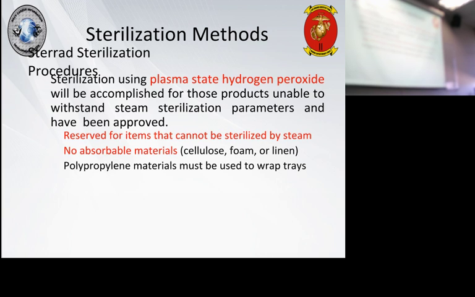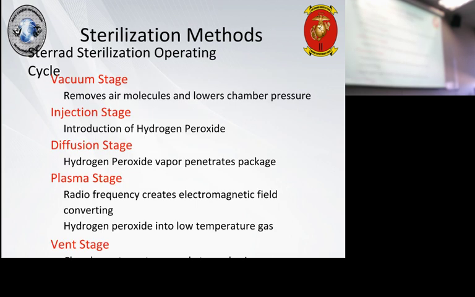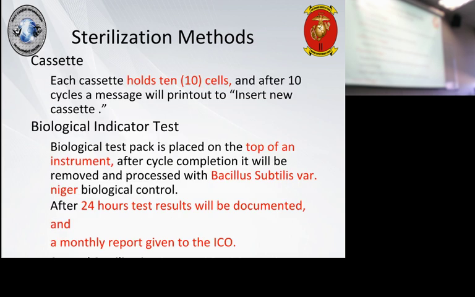Steroid sterilization uses plasma state hydrogen peroxide. Good for products that can't withstand steam sterilization and are not absorbable. Different stages of steroid sterilization operating: vacuum, injection, diffusion, plasma, vents. Okay, I got that off there.